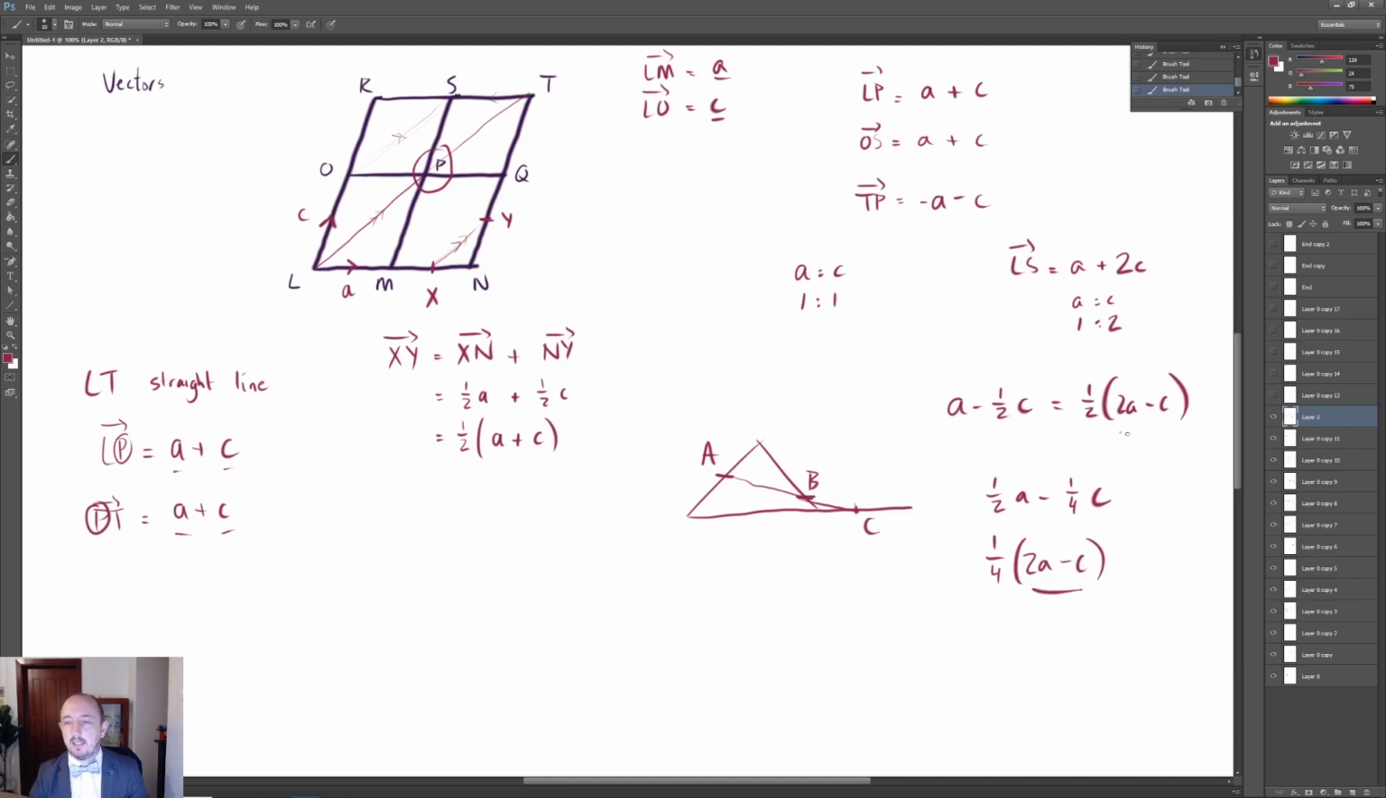And the bracket proves that they're in the same ratio because they've got the ratio of A to C is 2 to 1. Alright? So that's how we do vectors. That will be enough to enable you to answer virtually all of the questions with vectors. If you can show that they have the same ratios, you'll be good to go.